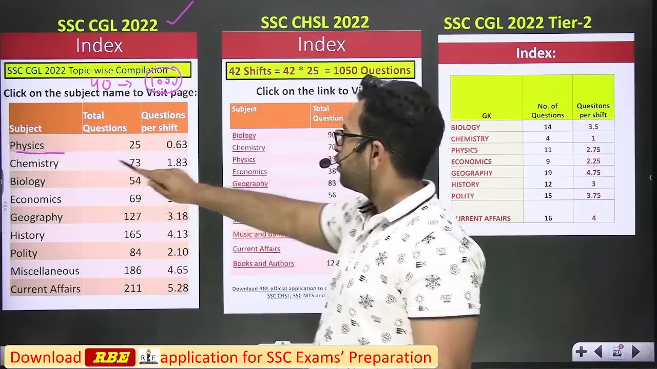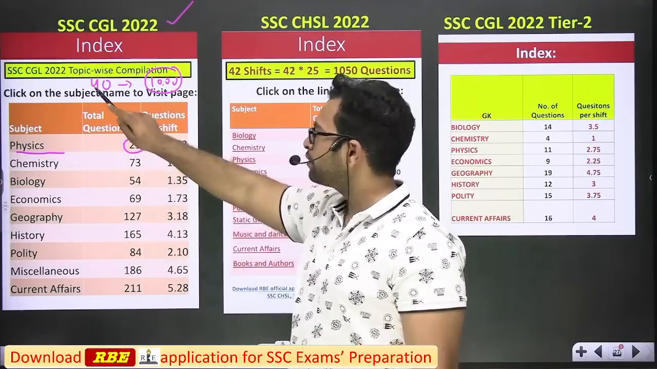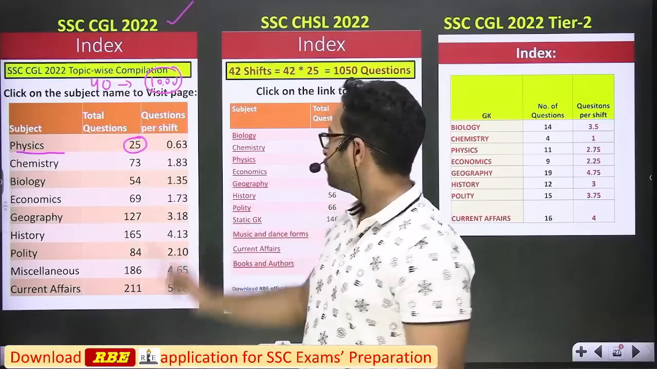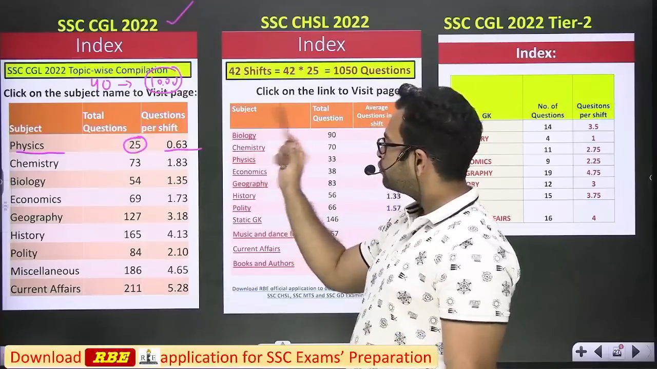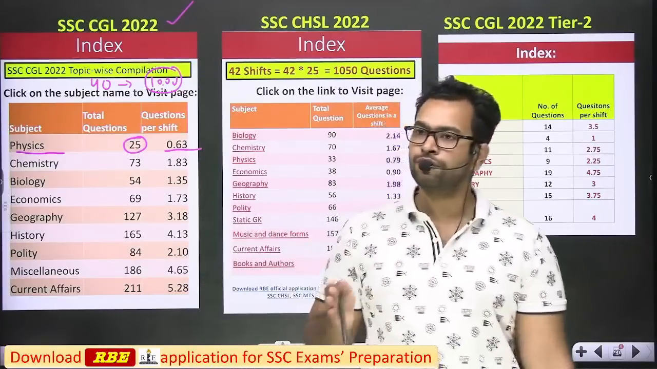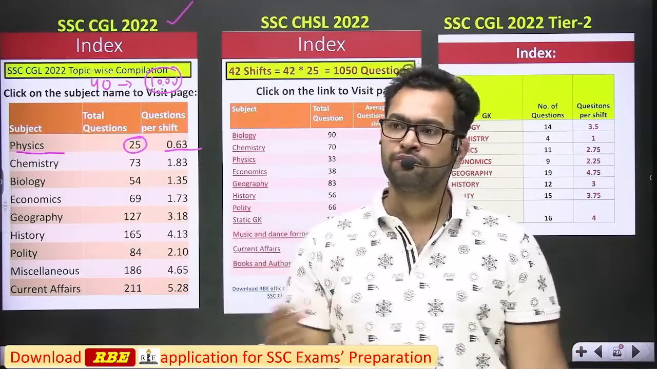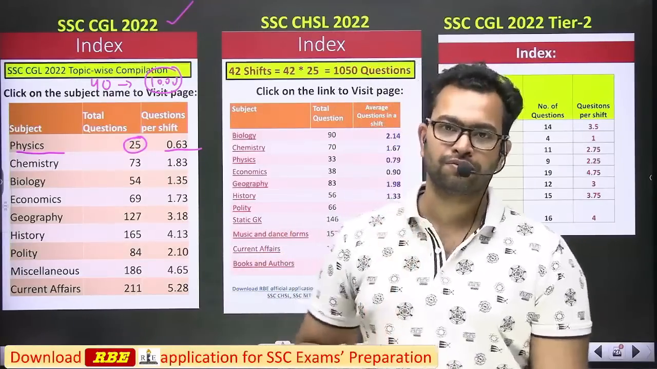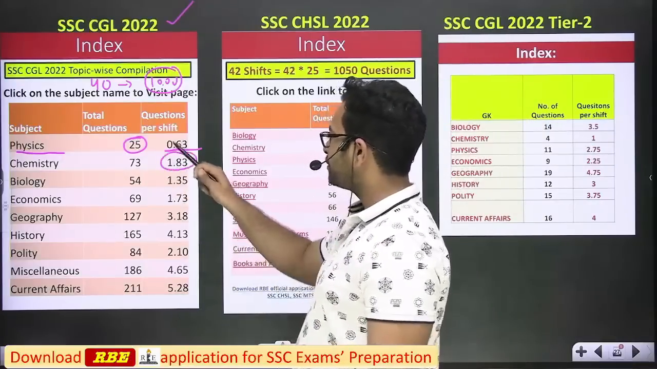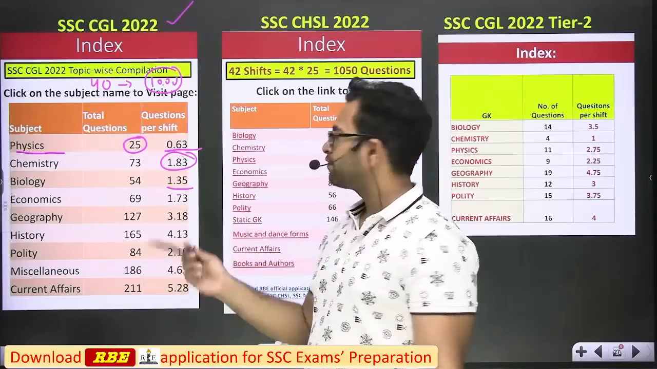In physics, out of 1000 questions, 25 questions were asked. Because there were 40 shifts, if I take an average of a shift, around 0.63 questions were asked in a particular shift. So you can say less than one question in a shift. If we take two shifts, you will get a single question of physics. Chemistry, two questions on an average in a shift. Biology, 1 to 2 questions on an average in a shift.